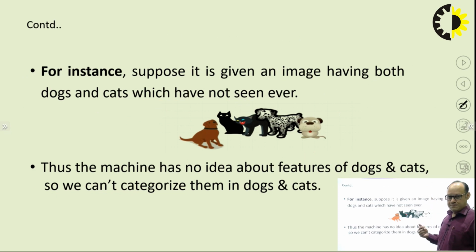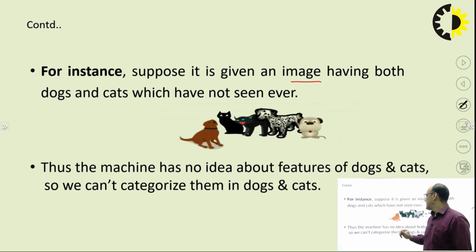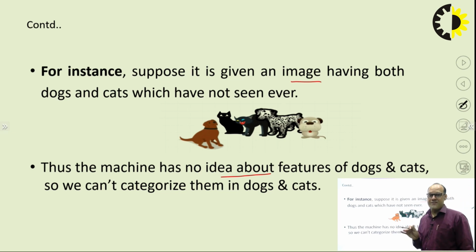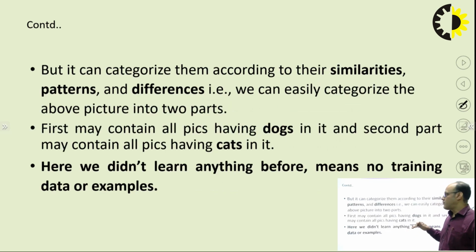As I discussed the fruit basket example in supervised learning, in the case of unsupervised, for example, we are given several images of dogs and cats, which we haven't seen before. Now the machine has no idea about the features of dogs and the features of cats, on the basis of which it will differentiate. We can't categorize. So the data is unlabeled, and we need to categorize it. For that, this machine learning technique is used.